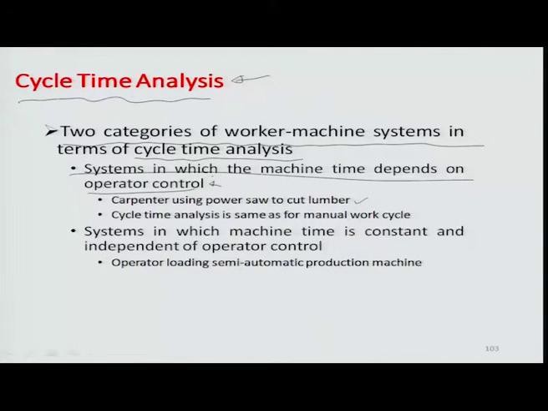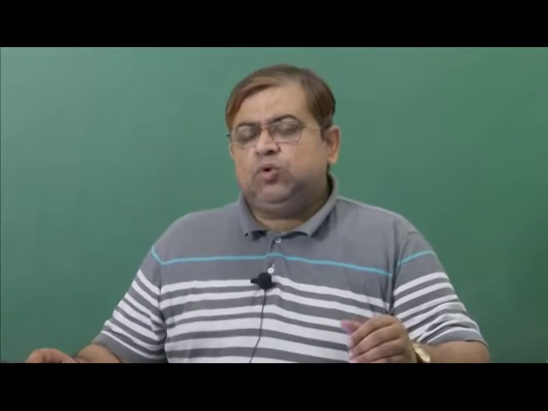In fact, if I looked at a power saw being operated, let us say a power saw used for cutting lumber by a carpenter, or when we are talking about digging drills for concrete, where a section of the road is being excavated. In these kinds of situations, whenever the operator initiates the work, the machine is merely an aid to give a power factor to his work. And in those systems, you can say that the machine time totally depends on the operator control.